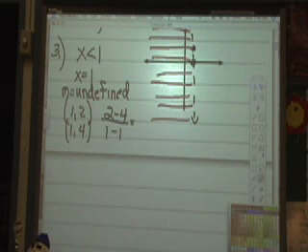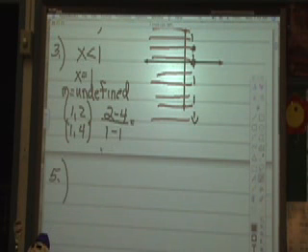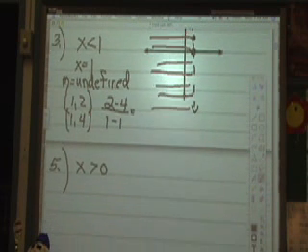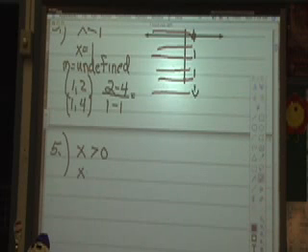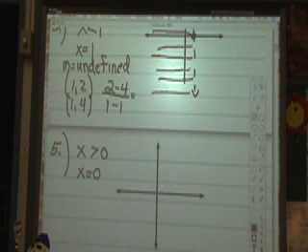Well, let's try 5. Okay, Maria, 5 says x is greater than 0. So the boundary equation would be? X equals 0. So what kind of line is that again? Vertical. And it's going through 0, 0. Another one would be x is 0, y is 1, and so on. But it's going to be the y-axis.